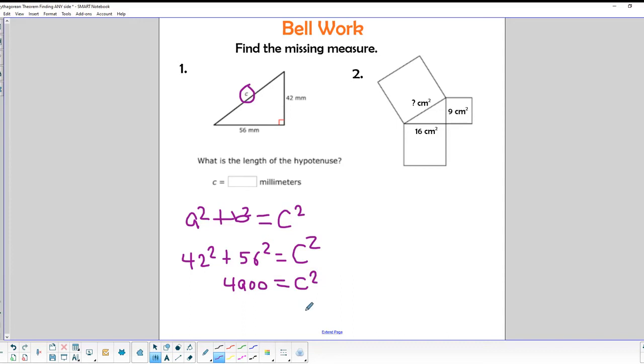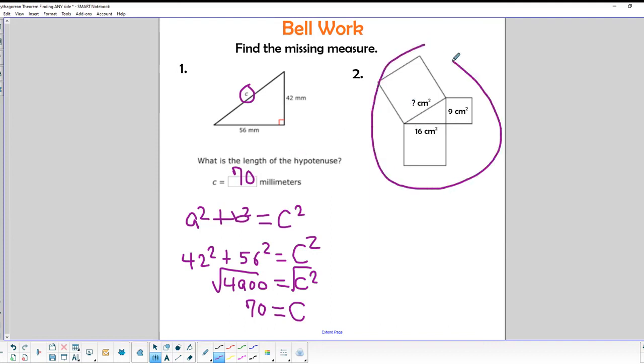Now, in order to get C, we just take the square root of both sides. So C equals, and we take our calculator, and we've got 4,900 already on the display, so we just do the square root, and it turns out to be 70. So that length of C up here is 70 millimeters. Pretty nifty theorem there.